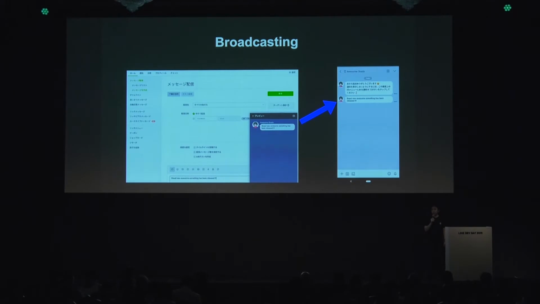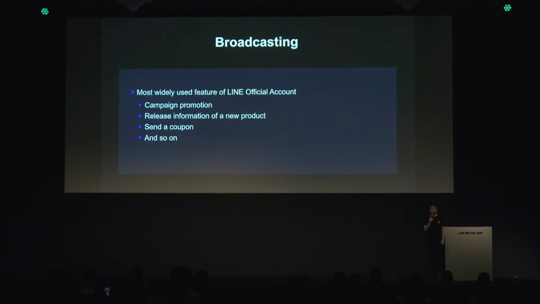Among the features of the Line official account, broadcasting is one of the most widely used. As you can see on this screen, the message to be delivered can be created and previewed on the management screen and sent to the users who have befriended that official account. The broadcasting feature can be used to send valuable information to the users, such as campaign promotions, release information of new products, and coupons, to have people come to the store. So these are the use cases where broadcasting is used. And some of you here may have seen stores delivering coupons over the Line official account.